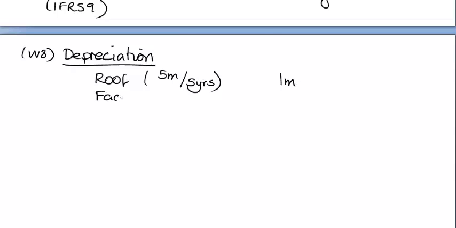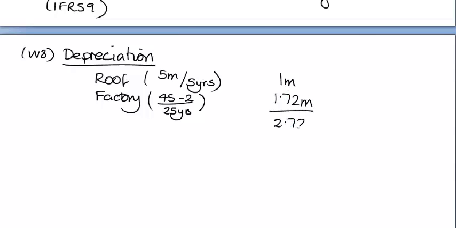And then we have the factory. Now, the factory in total cost us 50 million, of which 5 million was the roof. So the remainder of the factory is worth 45 million, less the residual value of 2 million, and we're going to spread that over 25 years, so that gives us a figure of 1.72 million, giving us a total depreciation charge of 2.72. Again, we'd pick up a mark in the exam if we do that.